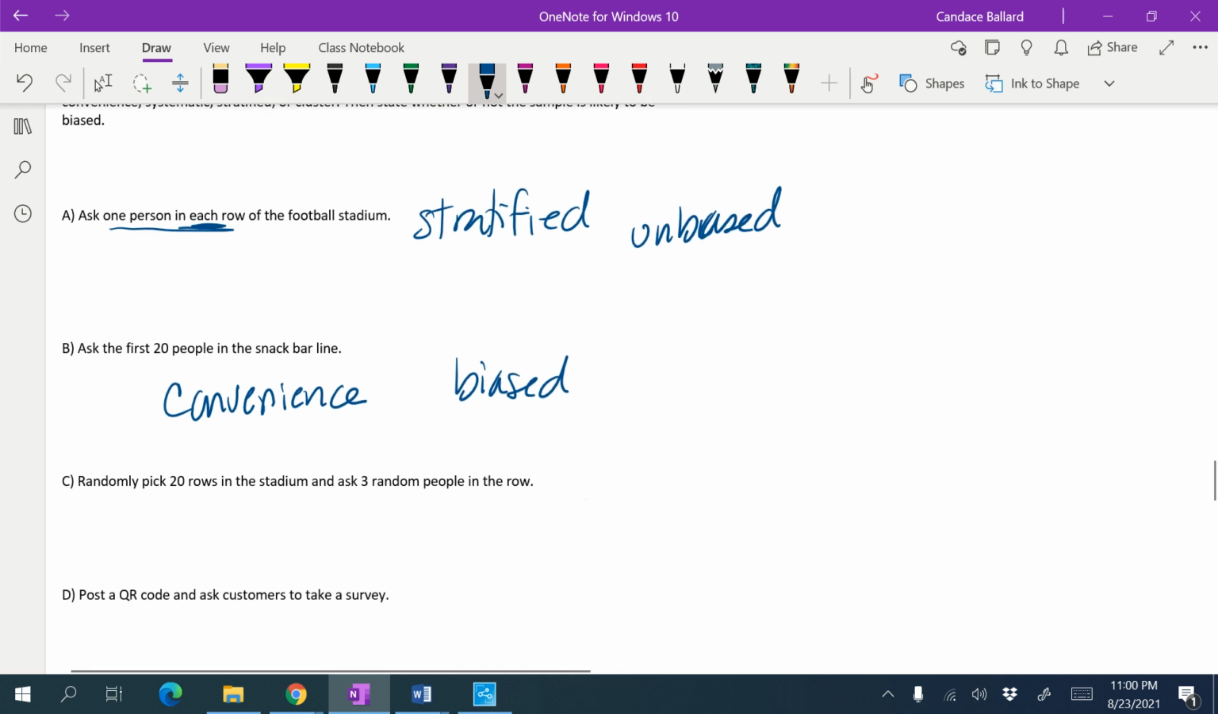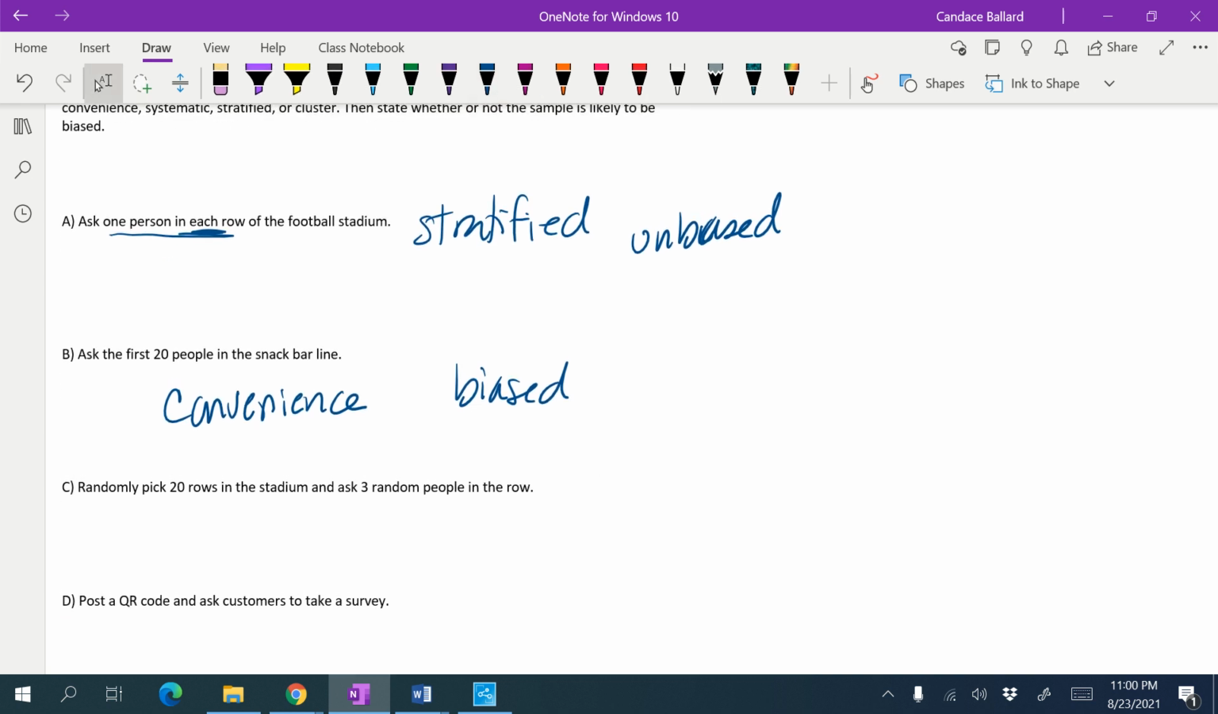Randomly take 20 rows in the stadium and ask three random people in the row. So we are grouping, but we are choosing random groups, and we're choosing random people within the groups. That is a cluster sample. And then because we are not really getting a whole representative of the population, this would be biased.